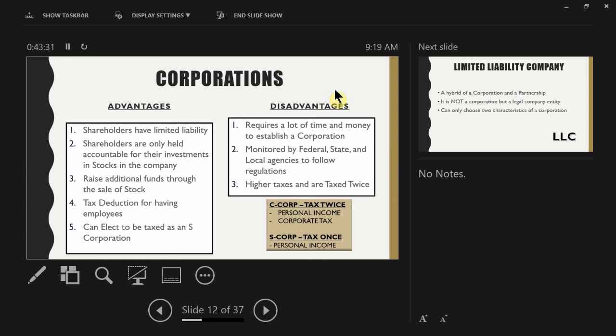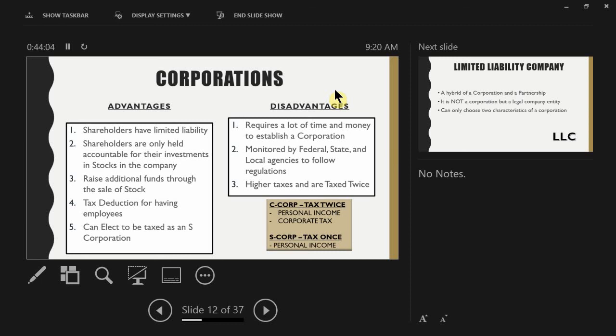And then lastly, number 3 is you get higher taxes and are taxed twice. So again, if you're unable to establish yourself as an S corporation, unfortunately, you are subject to be a C corporation, which means you will be taxed twice. And depending on how much money you profit, how many employees you have, it's going to be a whole lot of money. Okay?